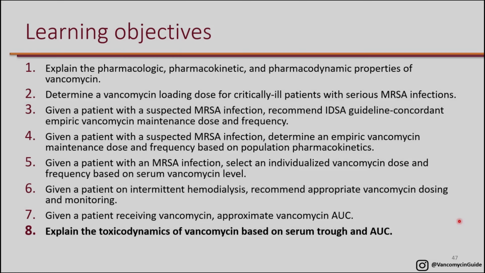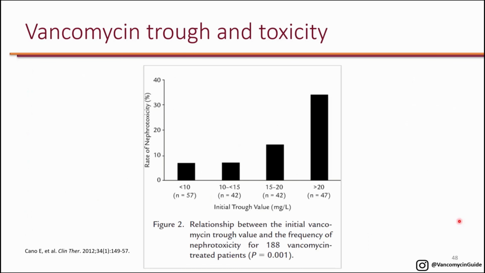The last learning objective is to explain the toxicodynamics of vancomycin based on serum trough and AUC. There are a lot of studies that have looked at the correlation between vancomycin trough and toxicity, specifically nephrotoxicity. Here on the horizontal axis, we're looking at different levels of trough: less than 10, trough of 10 to 15, trough of 15 to 20, and trough greater than 20. And on the vertical axis, we're looking at the rates of nephrotoxicity.